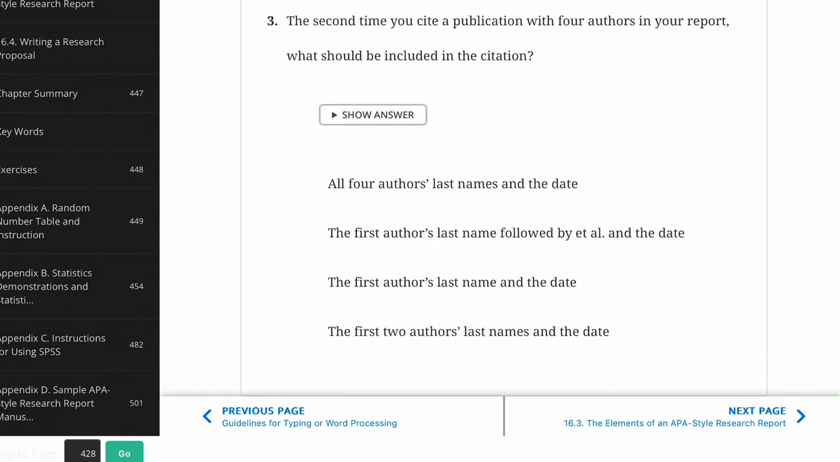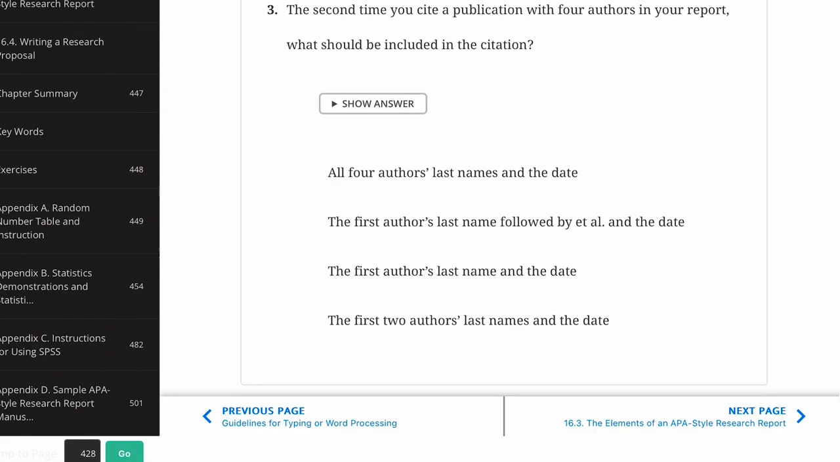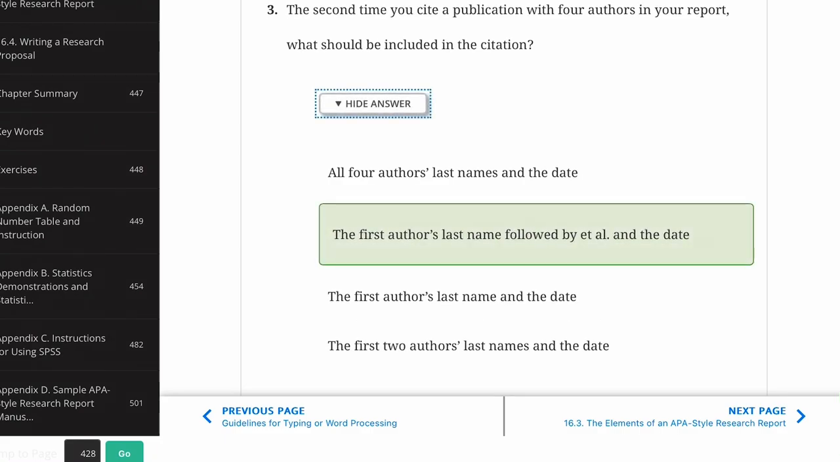The second time you cite a publication with 4 authors in your report, what should be included? Of course, we hopefully know that's the et al. Because it's the second time you're citing it, you don't have to list all of them. You just use the first author's last name and then et al., and then the date, or year rather.